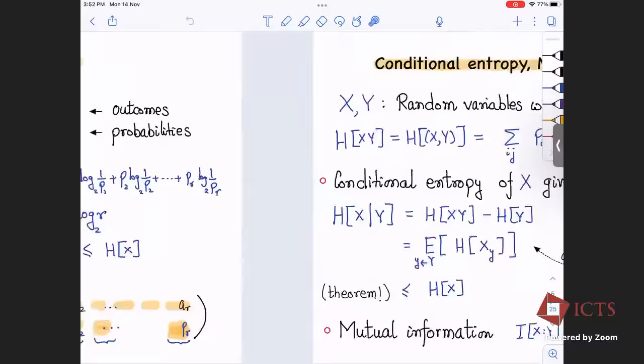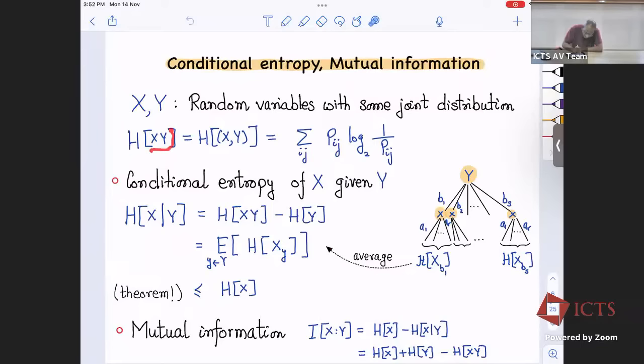Okay, so I said treat XY as a single entity. Then for each possible outcome IJ for X and Y, you have a probability, and you just apply Shannon's formula to this. Nothing has happened. Now, conditional entropy: I want to say, what is the entropy of X given Y? And here's the formula.